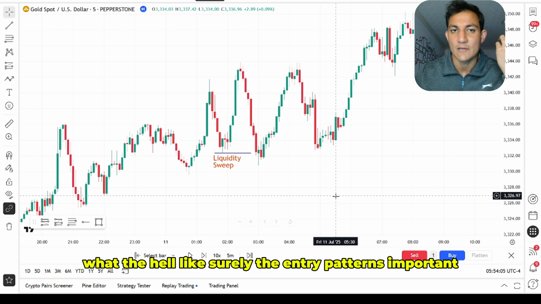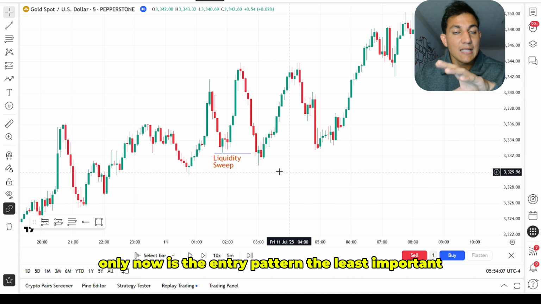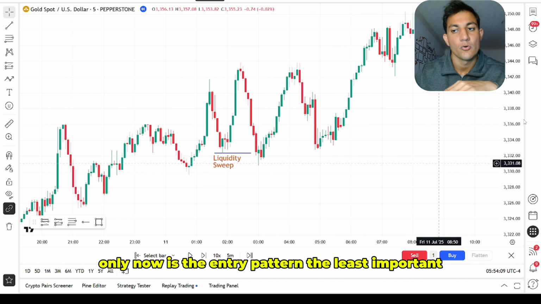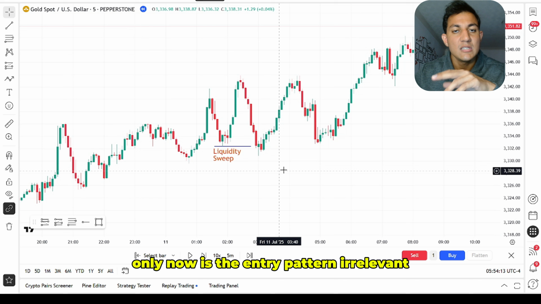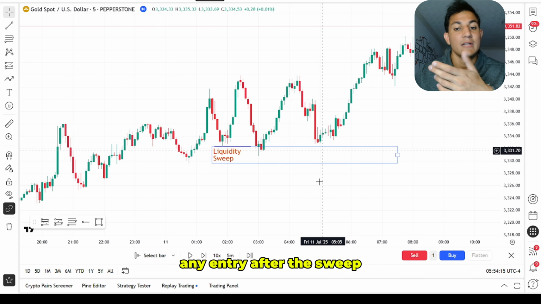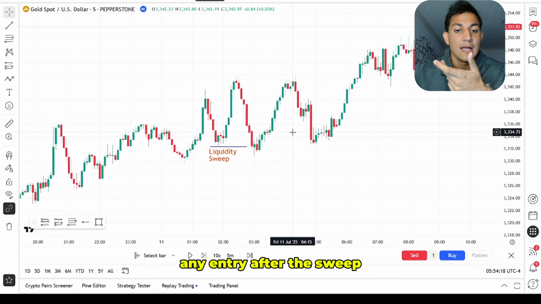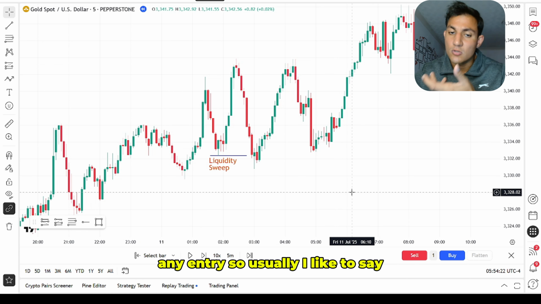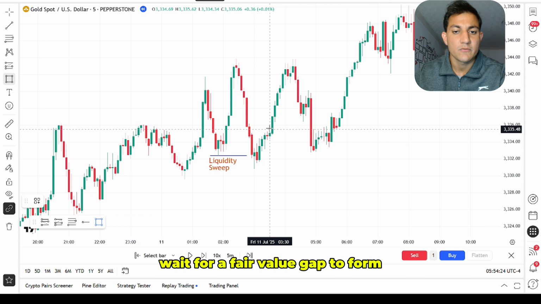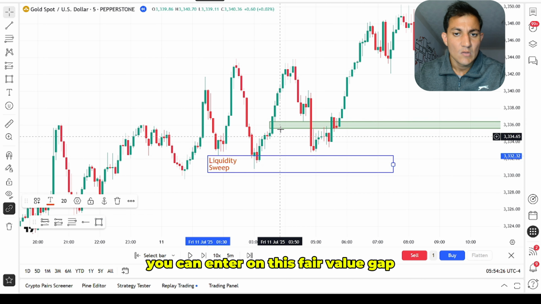Like, surely the entry pattern is important. Only now is the entry pattern the least important. Now that we have our direction, our bias, and we have our sweep, only now is the entry pattern irrelevant. Any entry after the sweep, after we have our bias, will do, right? Any entry. So usually I like to say, wait for a fair value gap to form. You can enter on this fair value gap.